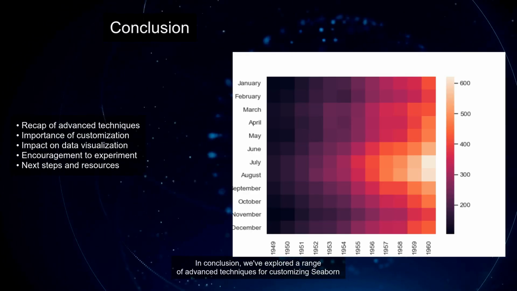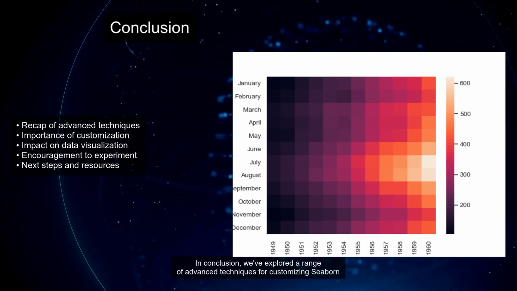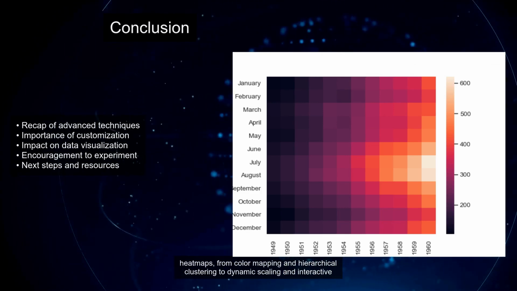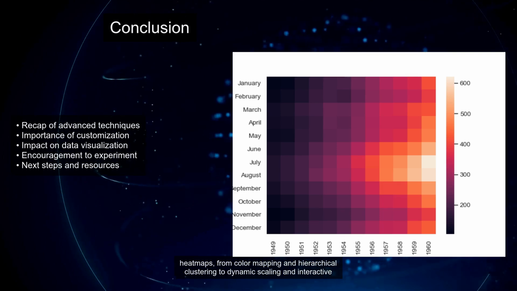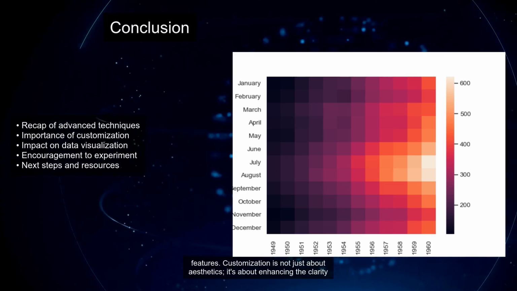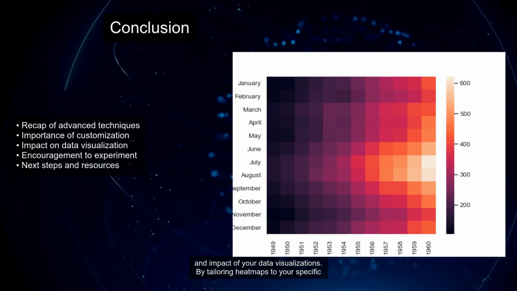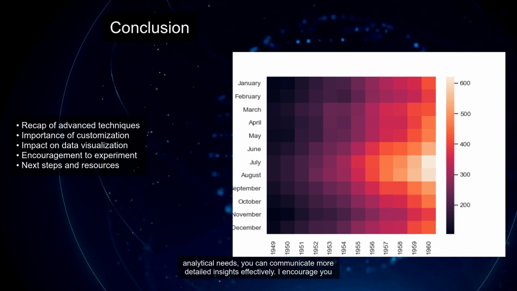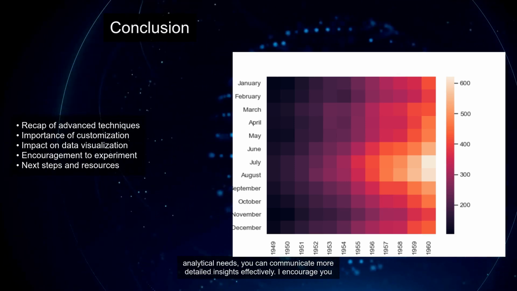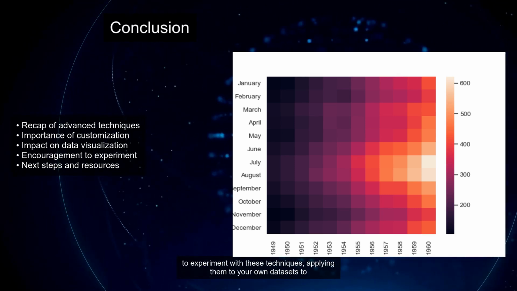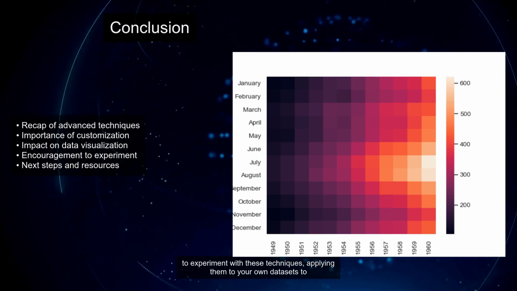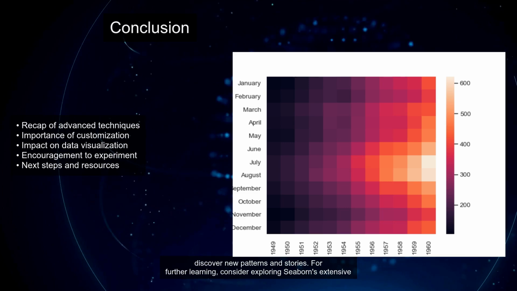In conclusion, we've explored a range of advanced techniques for customizing Seaborn heat maps, from color mapping and hierarchical clustering to dynamic scaling and interactive features. Customization is not just about aesthetics, it's about enhancing the clarity and impact of your data visualizations. By tailoring heat maps to your specific analytical needs, you can communicate more detailed insights effectively. I encourage you to experiment with these techniques, applying them to your own datasets to discover new patterns and stories.